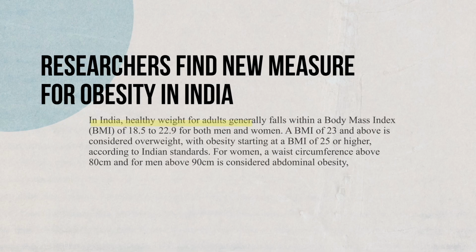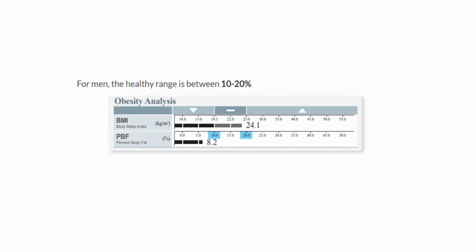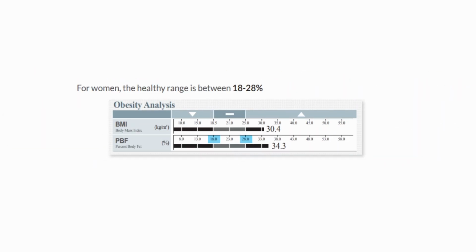That's why if we see the obesity analysis, the first parameter is BMI, which, as globally we see, is 18.5 to 25. These ranges are again customizable. If somebody wants to keep it from 18.5 to 23, even that is possible. Secondly, we have the percent body fat. The percent body fat for males has to be between 10 to 20%, while the percent body fat for females has to be between 18 to 28%.